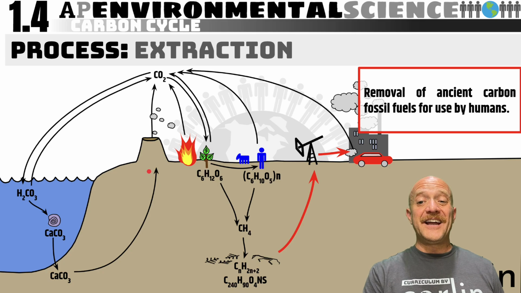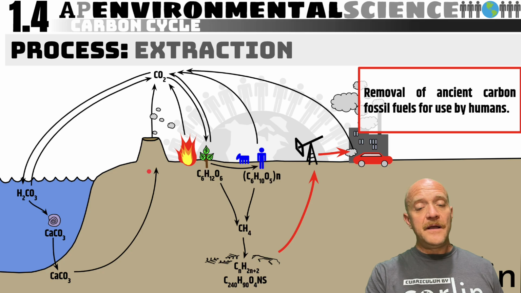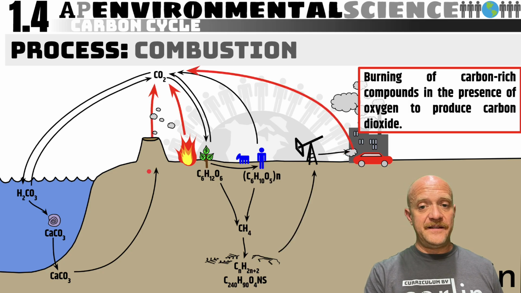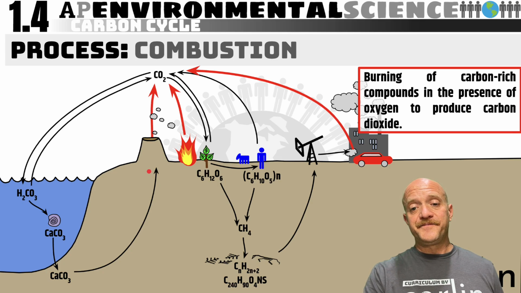Now we have extraction, and extraction is not natural. It is anthropogenic, which means that it is caused by humans. It is the removal of these ancient carbon fossil fuels for use by humans. This wouldn't be a problem, except we want to burn that. So combustion is the burning of these carbon-rich compounds in the presence of oxygen in order to produce carbon dioxide.